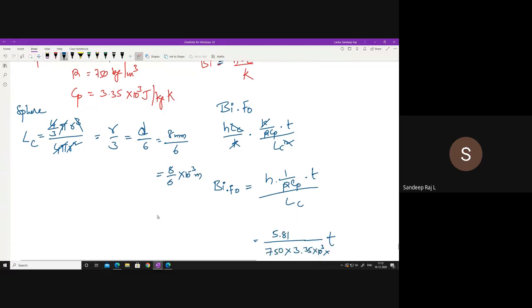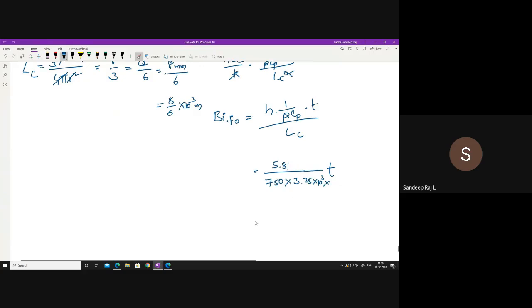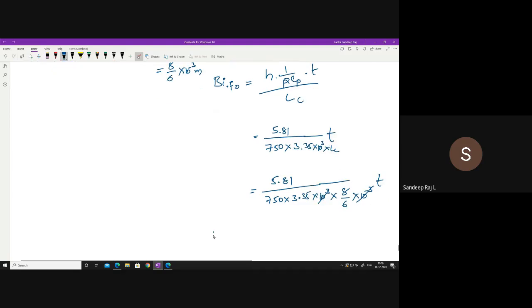So we substitute it here. 5.81 by 750 into 3.35 into 10 cube into 8 by 6 into 10 to the power of minus 3. This one goes into t. So tell me what is this value? Biot into Fourier in terms of time. This is something you tell me. 1.77 into 10 power minus 3.